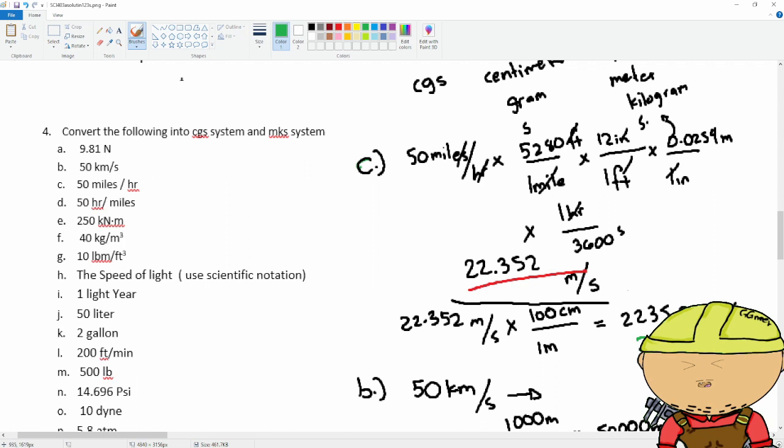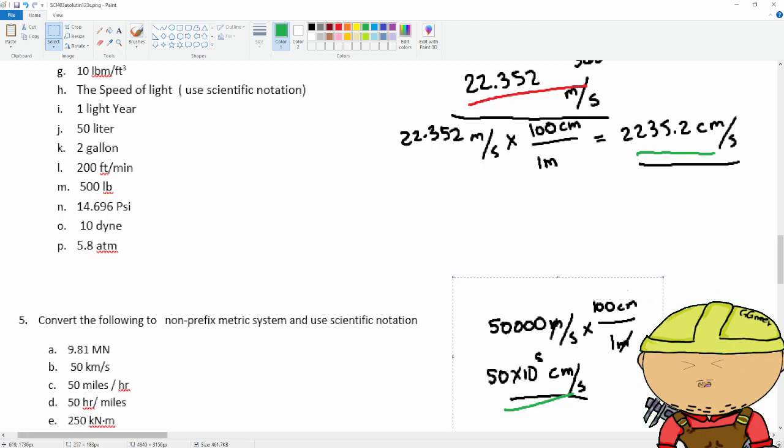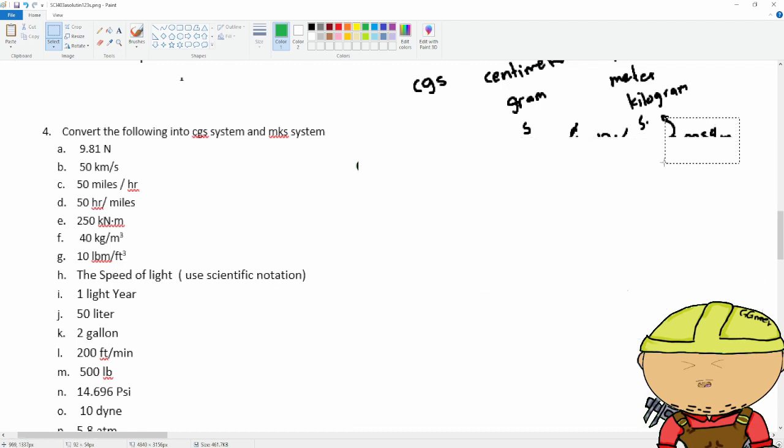If you want to find the answer for that specific letter, you could just screenshot or pause the screen, because we're gonna be deleting this so we can have our free space when we're solving. When it comes to conversion, you can do these processes of converting units very fast. Next, 50 hours per mile, the opposite of the first one.